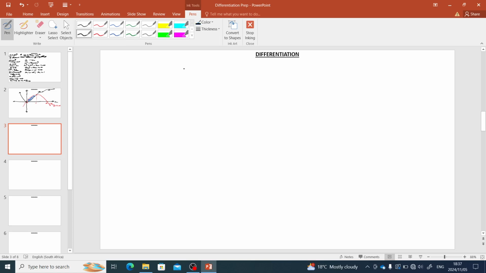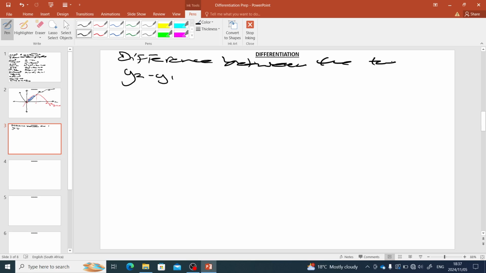In calculating the difference between the two curves, we will say y2 minus y1. That is the second thing that we need to do. Get what? The difference between the two curves. Let's write it: difference between the two curves. That's what we need to do.